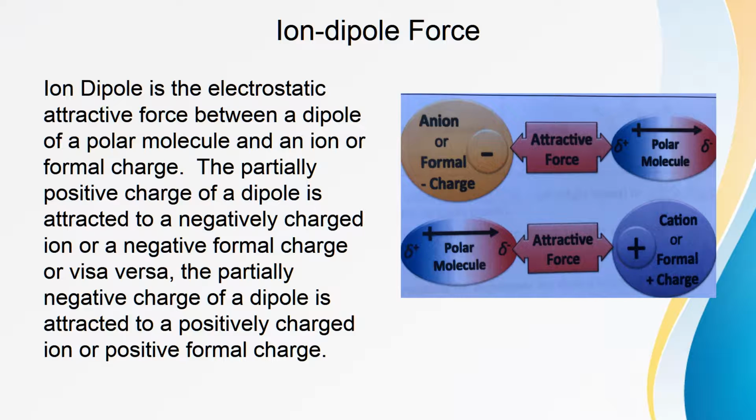Ion dipole is the electrostatic attractive force between a dipole of a polar molecule and an ion or formal charge. The partially positive charge of a dipole is attracted to a negatively charged ion or negative formal charge, and vice versa. The partially negative charge of a dipole is attracted to a positively charged ion or positive formal charge.